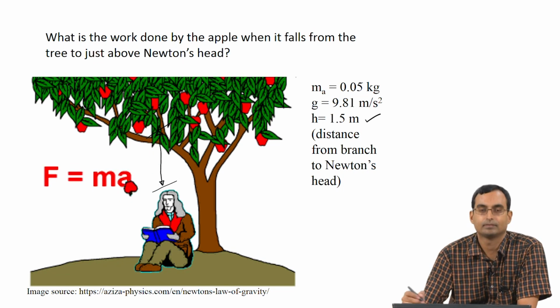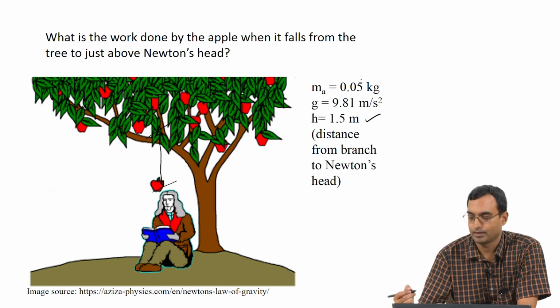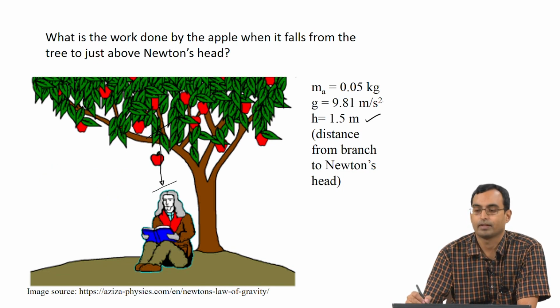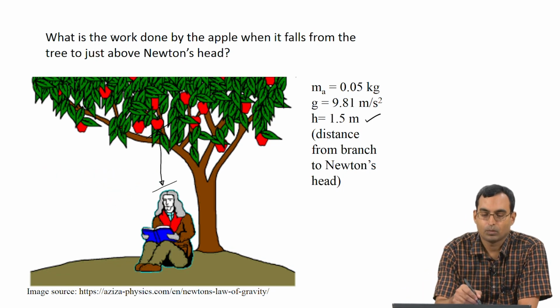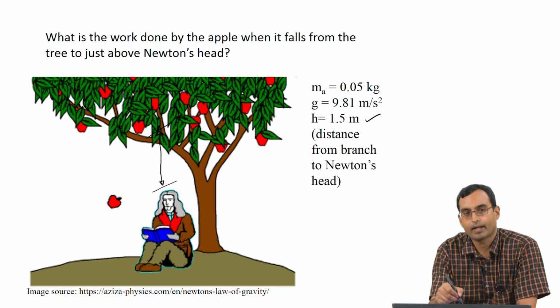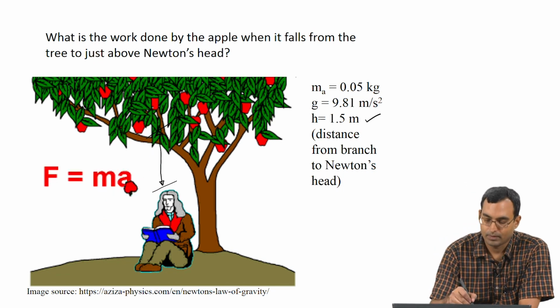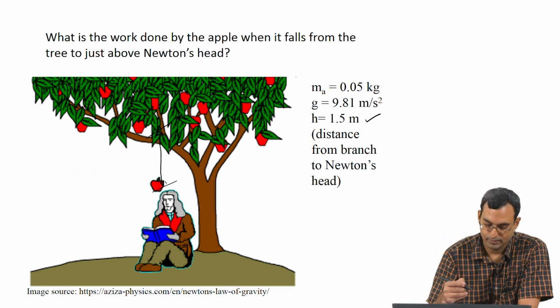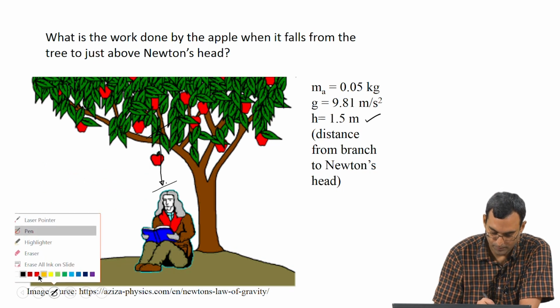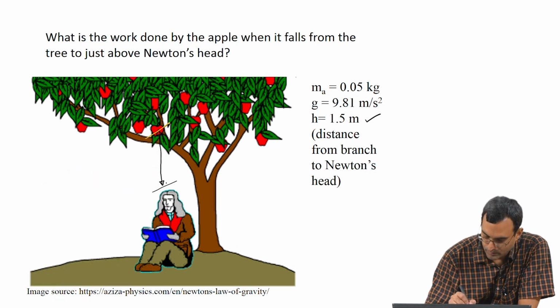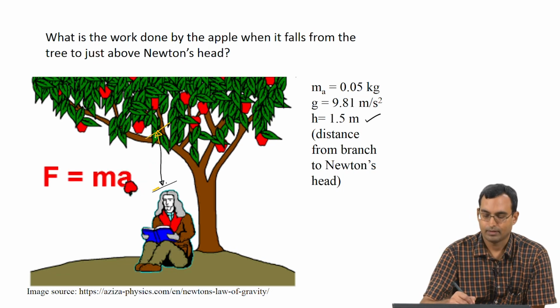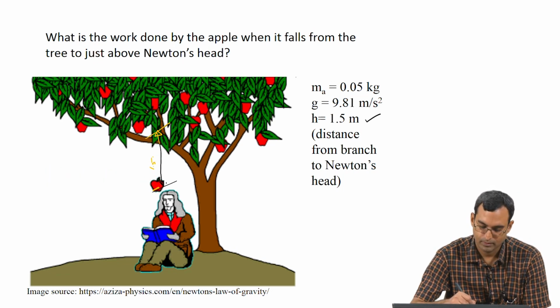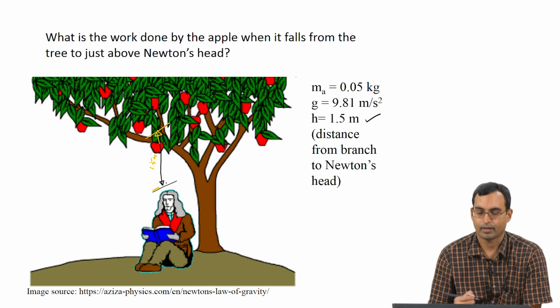The mass of this apple is say 0.05 kilograms, and the acceleration due to gravity is 9.81 meters per second square. So, the question is, what is the work done, or what is the work interaction for this apple when it falls from this point on the tree till this point. Let me mark that maybe in some other color. So, when it falls from this point over here up to this point over here, let us say this distance is 1.5 meters. So, what is the work interaction for this apple?